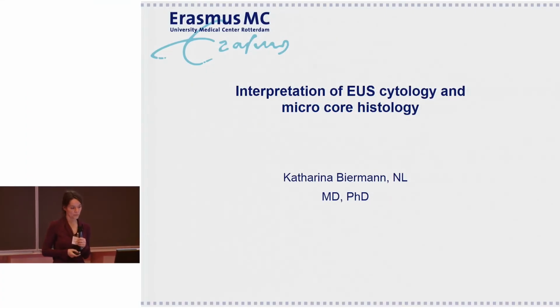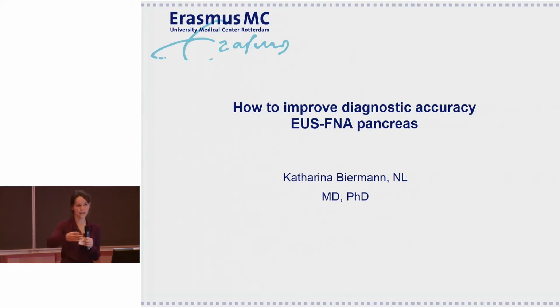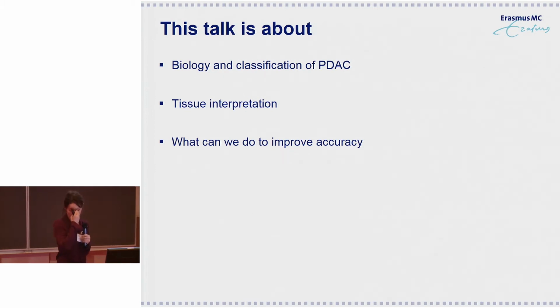My obligation was to show the interpretations of cytology and histology, but I would prefer to rather tell something about tissue interpretation, but also my experience, our experience as a group to improve accuracy of FNA samples. So I will just briefly mention the biology and classification of pancreatic cancer, and then go on with interpretation and processing of the tissue, what we do, what our experience is, and what we can try to improve.